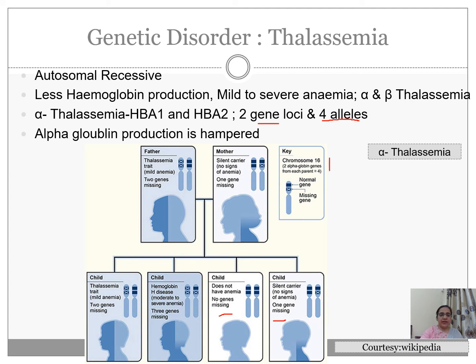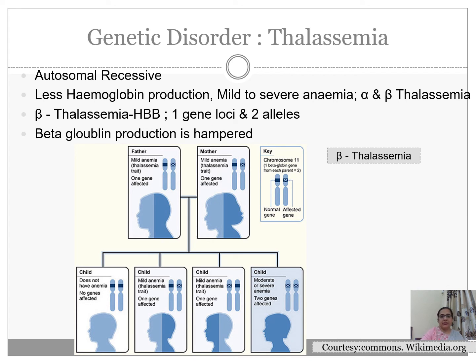When two of the alleles are missing, then the person will show the traits of thalassemia. When three or four of the alleles are missing, then a severe thalassemia trait will be seen.